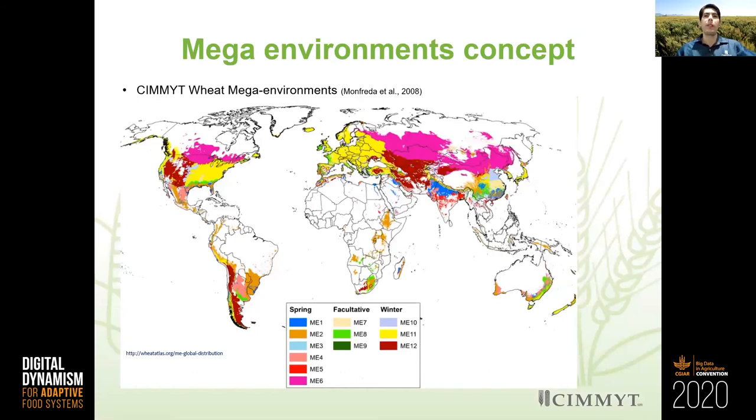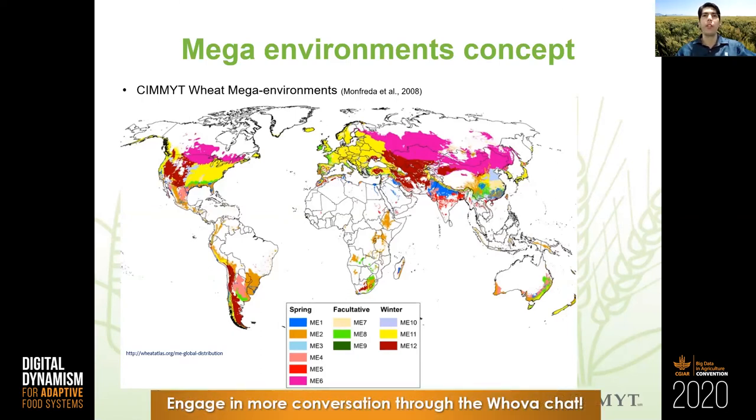Here is a little bit of the data behind the simulations. We have mega-environments that we use to define where we put which cultivar. For example, for wheat it is crop specific, and for wheat we have spring wheat, facultative, and winter wheat. This mega-environment was defined based on the sowing date season, the weather aspects, temperature, precipitation, and disease pressures.